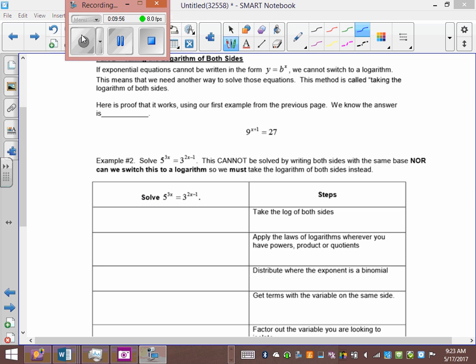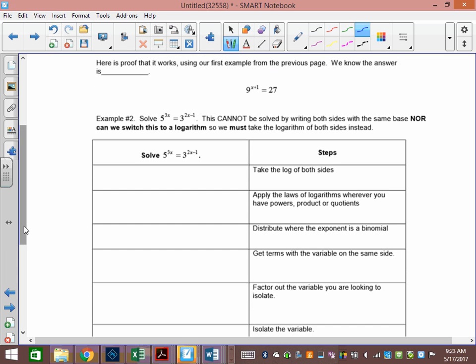So everything we've done so far is common base. We always check for common base first because that makes our life so much easier. Second, if one of them has an exponent, only one, we change it to a log. Third, if we can't make common base, so if you solve 5 to the 3x equals 3 to the 2x minus 1, we have to log both sides.